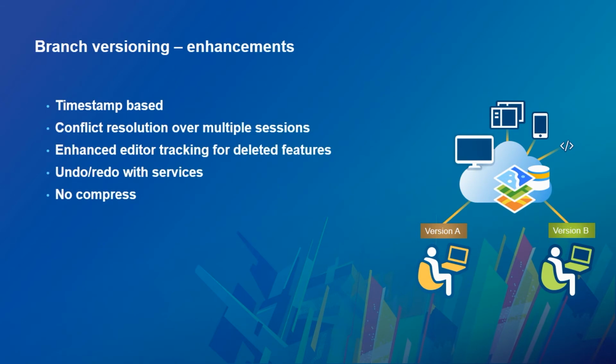It's timestamp based, meaning that you get geodatabase archiving for free. There's no need to enable archiving on your data. Something unique to branch versioning is the ability to resolve conflicts over multiple sessions. You're no longer required to resolve all conflicts immediately after reconcile. Editor tracking supports recording deleted features. This was a heavily requested feature that people wanted to know about their data, and you get that with branch versioning as well. When working with feature services, it's the only way to get undo redo in the Pro application as well. Finally, you don't have to run compress any longer with branch versioning.